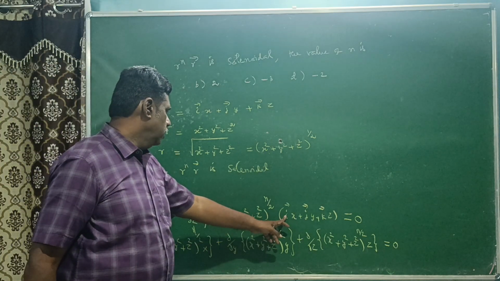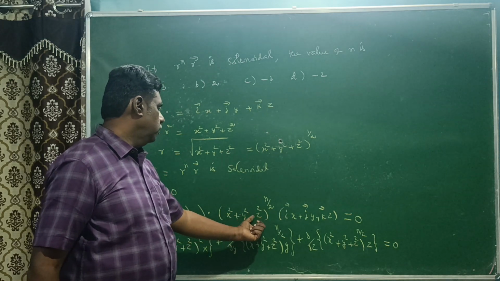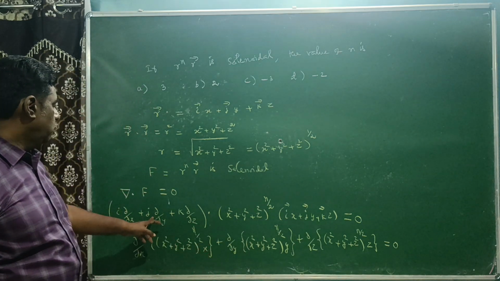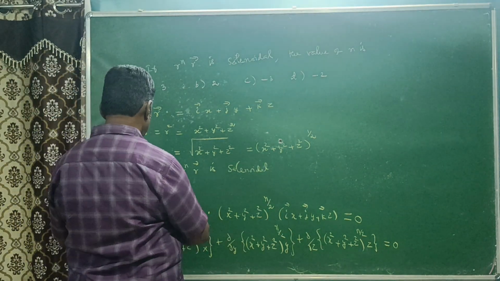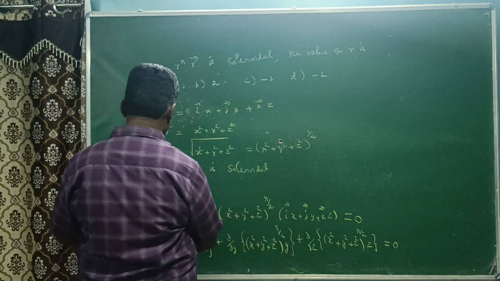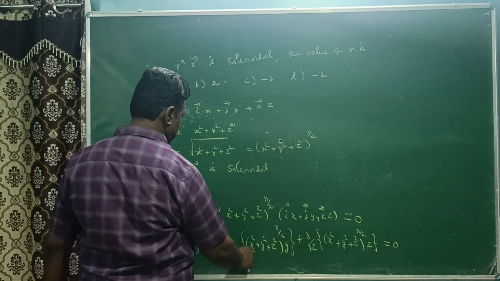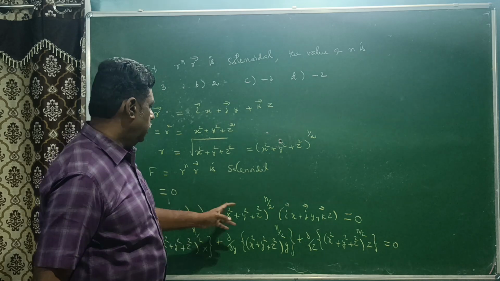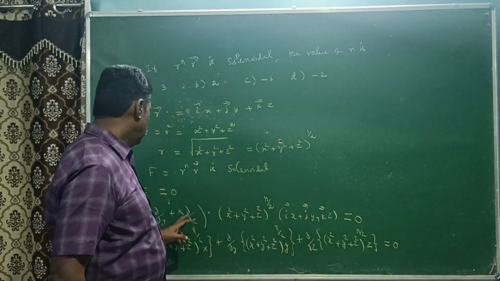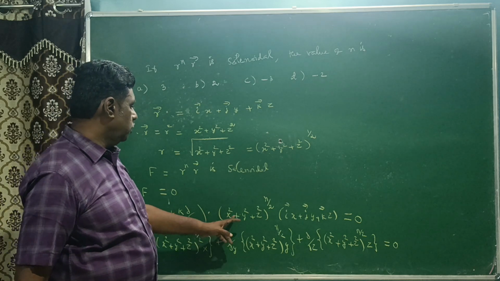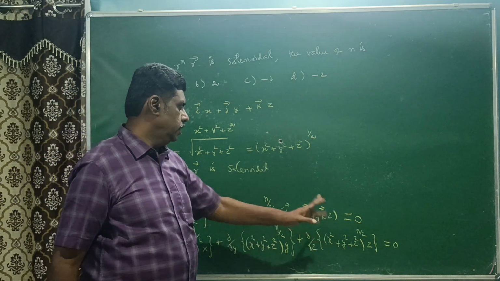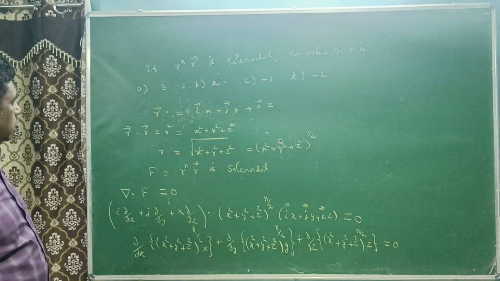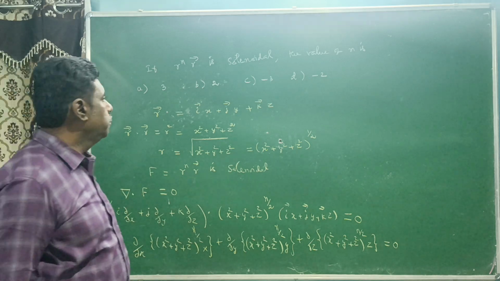i dot i is 1, so (x² + y² + z²)^(n/2) into x. Then ∂/∂y is allowed to operate on (x² + y² + z²)^(n/2) into y, j dot j is 1. ∂/∂z operates on (x² + y² + z²)^(n/2) into z, k dot k is 1. The entire expression equals 0 because the divergence of this given vector is solenoidal. So the divergence of this vector is 0.